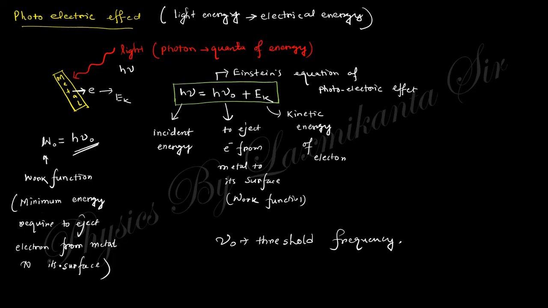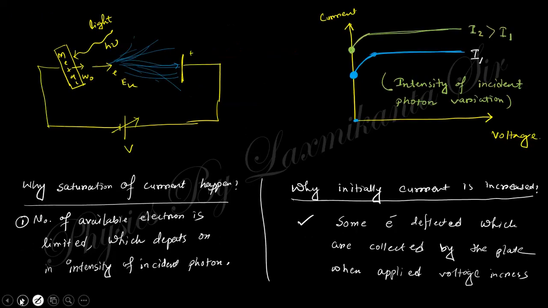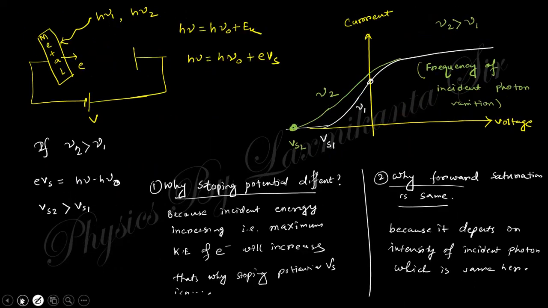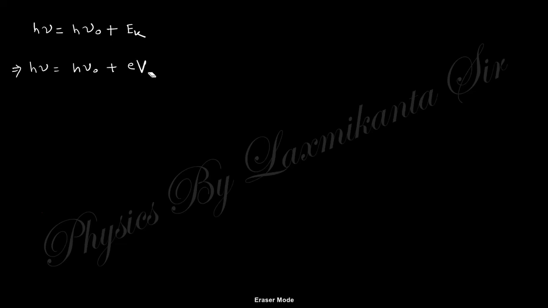Threshold frequency. So you know about the minimum frequency to eject the electron from this metal. That is known as threshold frequency. Now comes another part. We already know that h nu is used as h nu naught, the work function, plus EK. So h nu equals h nu naught plus EK, where EK is e into V_s, the stopping potential.